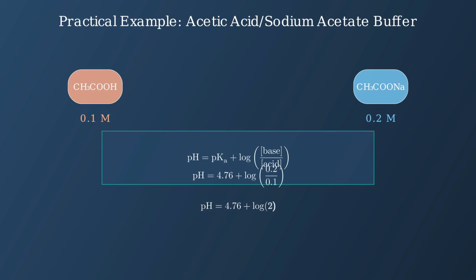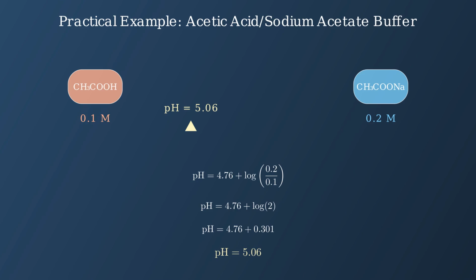The base to acid ratio is 0.2 divided by 0.1, which simplifies to 2. The logarithm of 2 is approximately 0.301. Adding this to our pKa value, we get a final pH of 5.06. Let's visualize where this buffer solution falls on the pH scale.